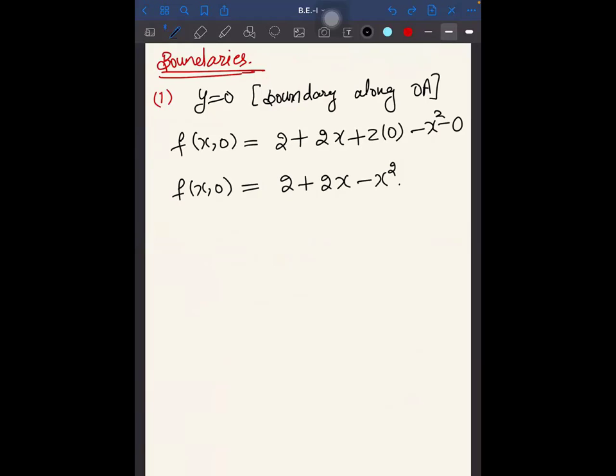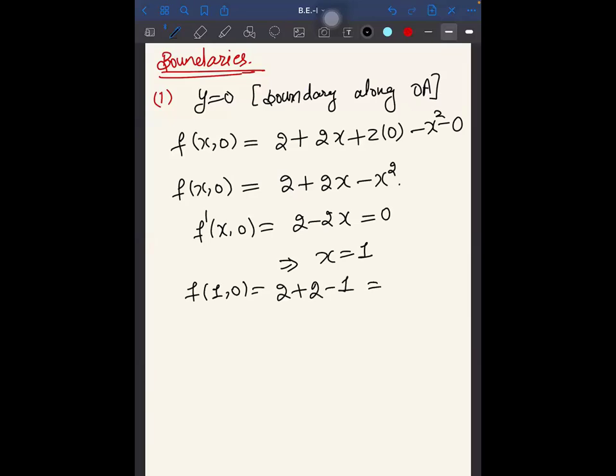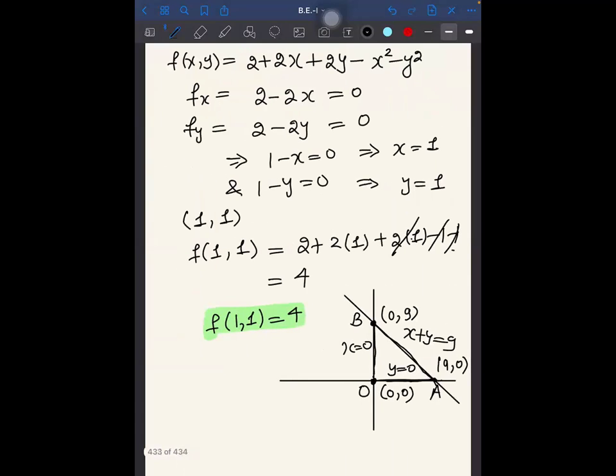So how do we do it? We have to differentiate the function and equate it to 0. Exactly. So f dash of x is 2 minus 2x, which is equal to 0. That means x is equal to 1. Along this line y is always 0, so it becomes 2 plus 2 minus 1, that means 3. So f(1, 0) is equal to 3. But I'll be dealing with the corner points separately.